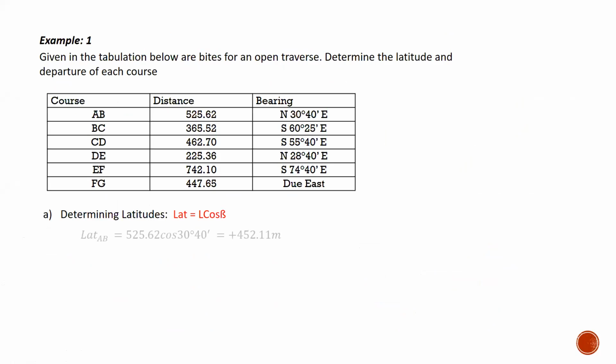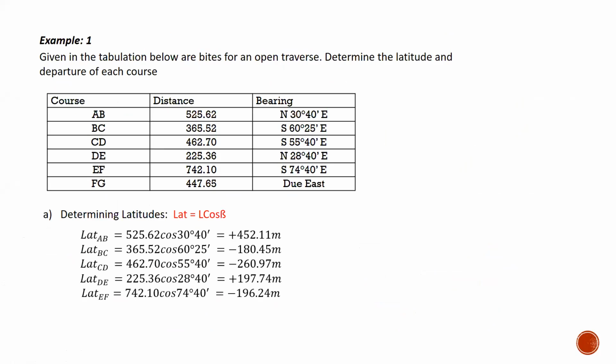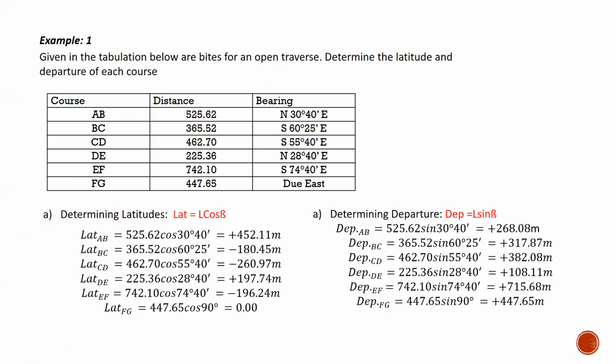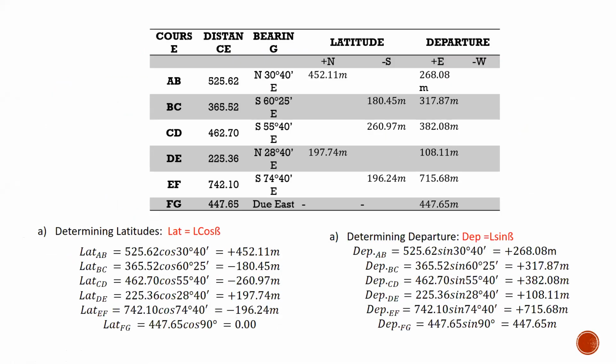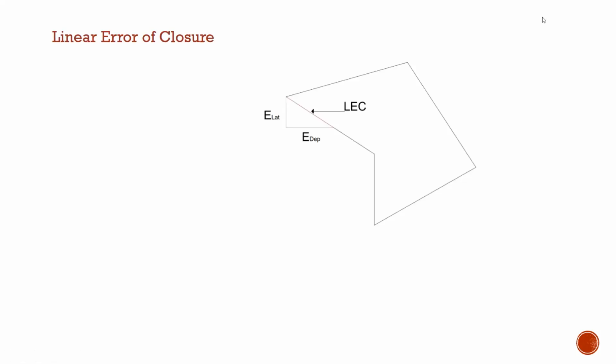if yung summation ng departure natin is not equal to 0 and yung summation ng latitude natin is not also equal to 0. Doon tayo nagkakaroon ng tinatawag natin na linear error of closure. And then, yung linear error of closure natin is merong dalawang components. That is the error in latitude and error in departure.